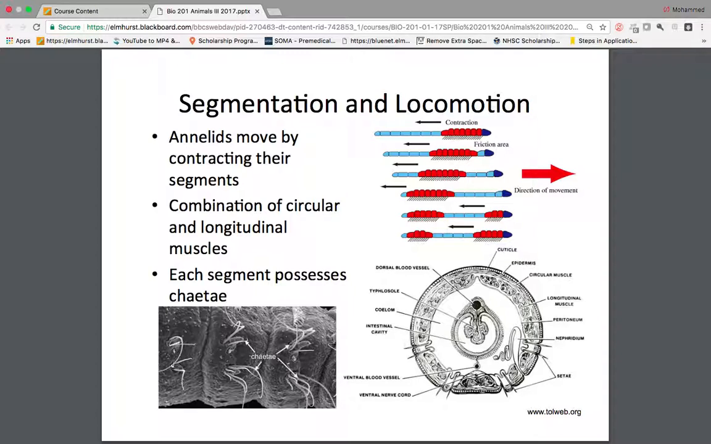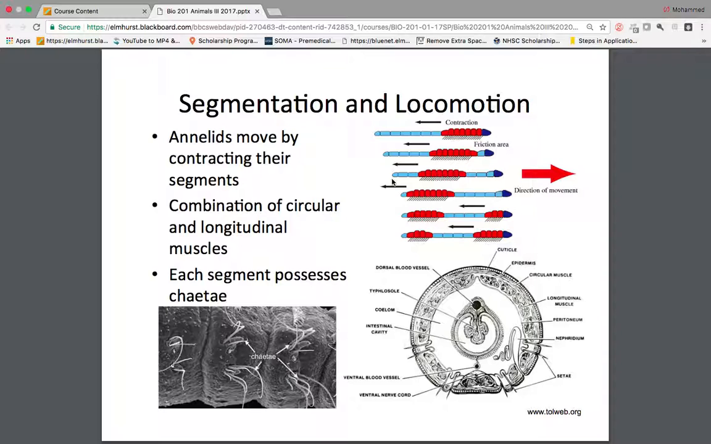So if you look at this sort of movement this way, you contract the back, this forward part pushes forward, and as the movement of contraction moves towards the back, the animal moves forward in a direction opposite of the wave of contraction. It's simply alternating contractions of the longitudinal and circular muscles.